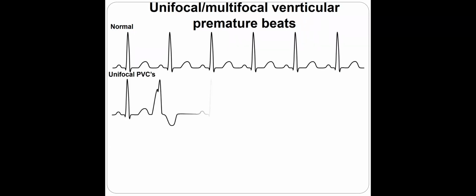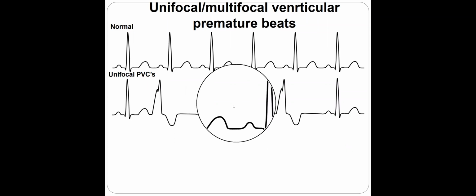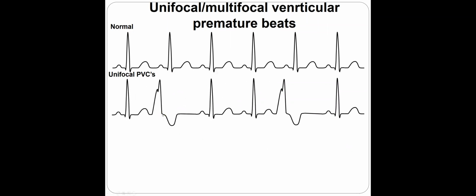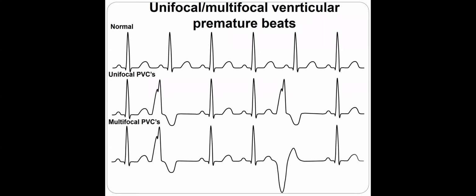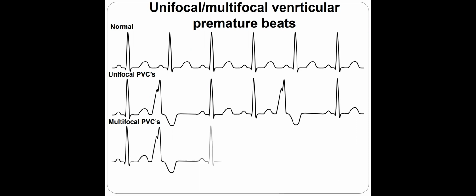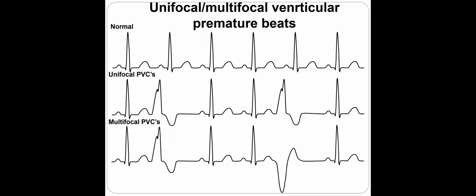And oops, looks like we do have a ventricle beat. Very similarly to what I said, that QRS is wide and the T is inverted. If this premature ventricle beat has the same morphology, that's unifocal. If we do have different morphology for these premature beats, that's called multifocal ventricle premature beats.